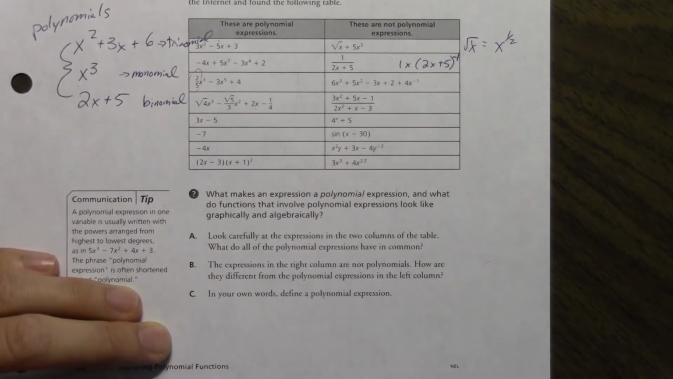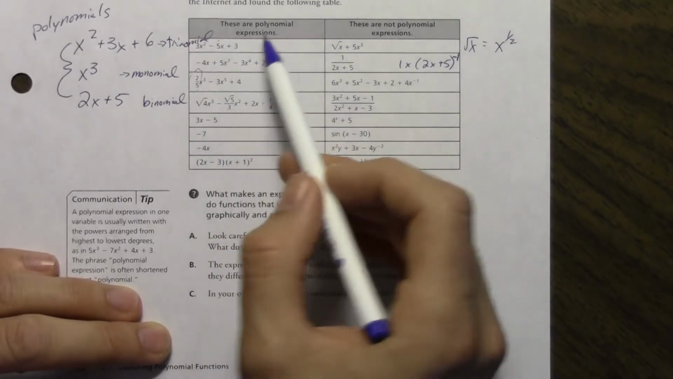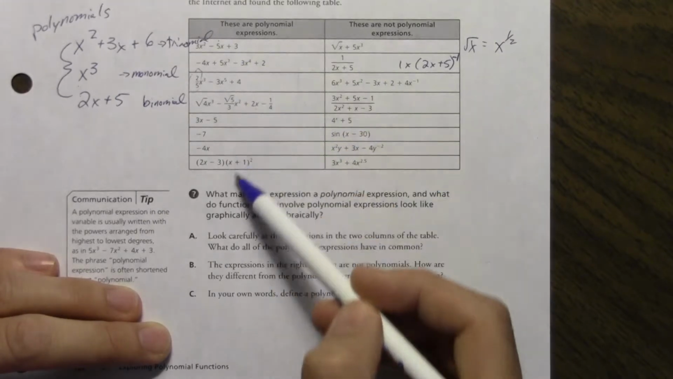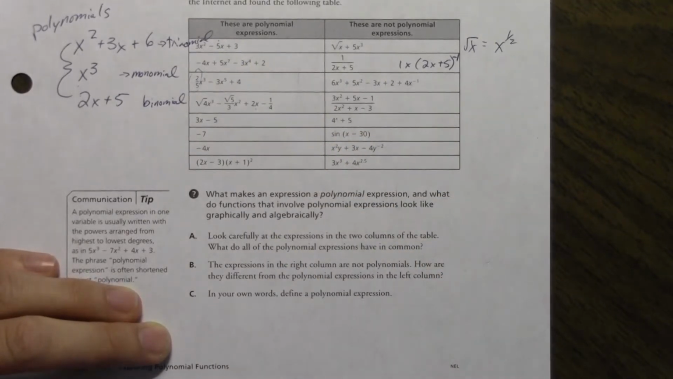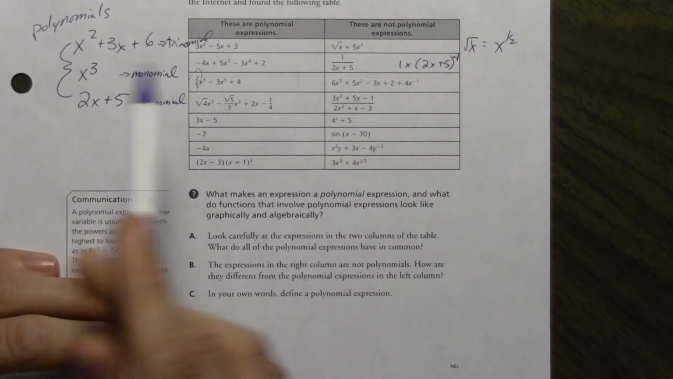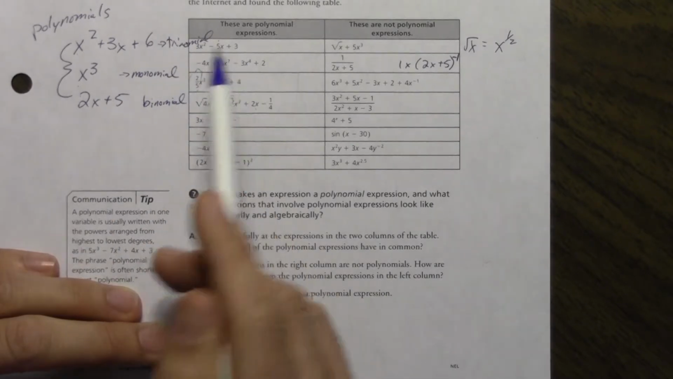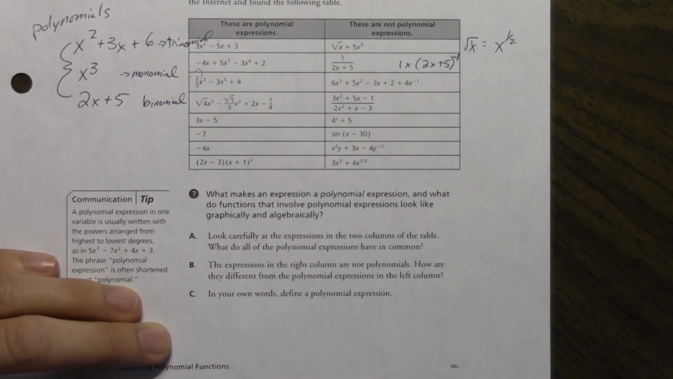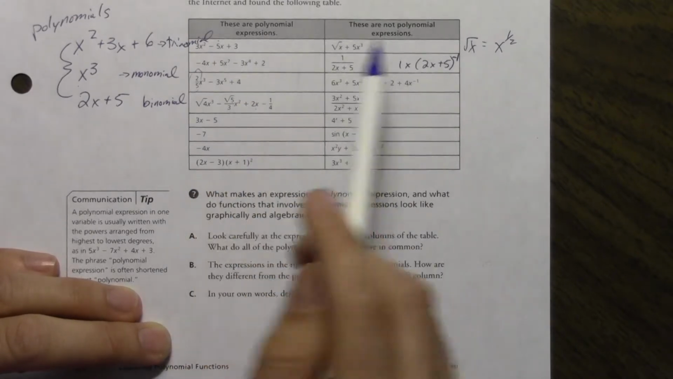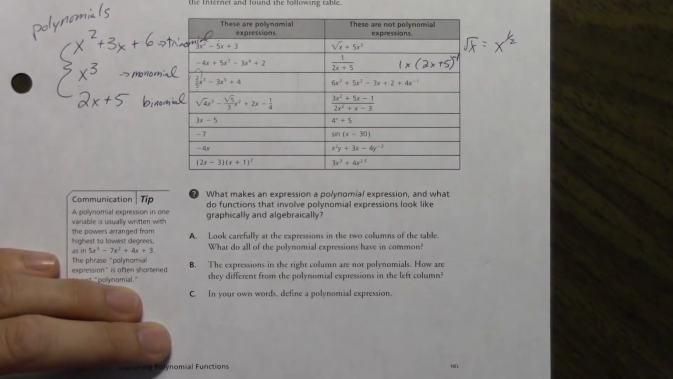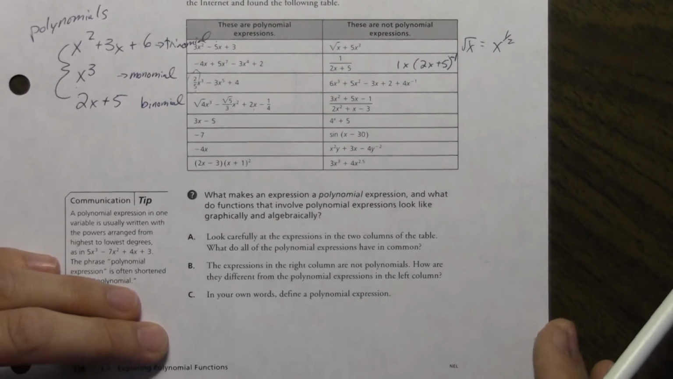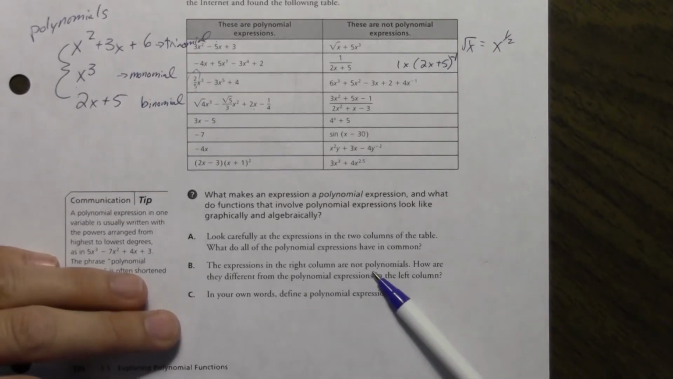Okay, I'm going to say that one more time. All polynomial expressions, the x variable has a positive whole number exponent. Not just one of the terms, all the terms in the polynomial. Okay? So that's what differs a polynomial from a non-polynomial expression. So the expressions in the right column are not polynomials.